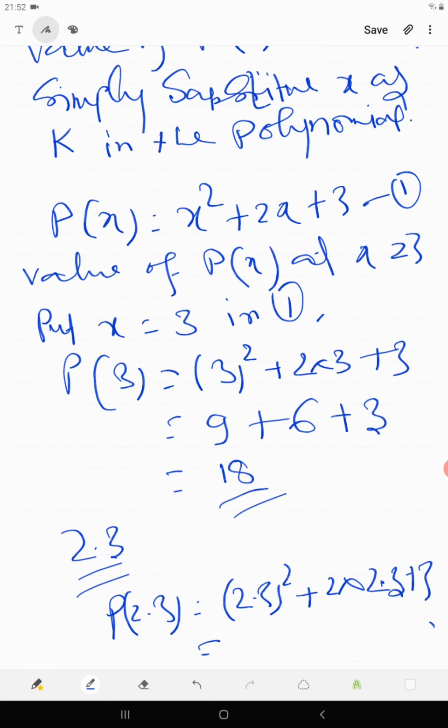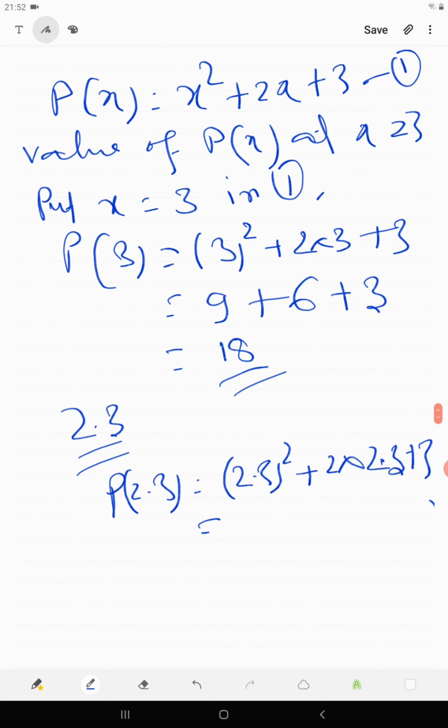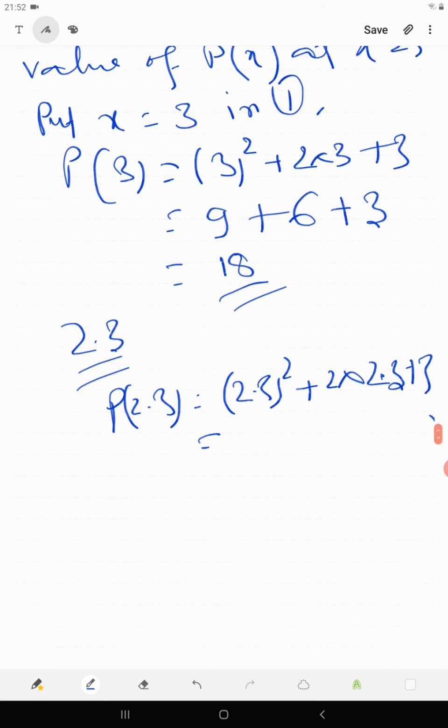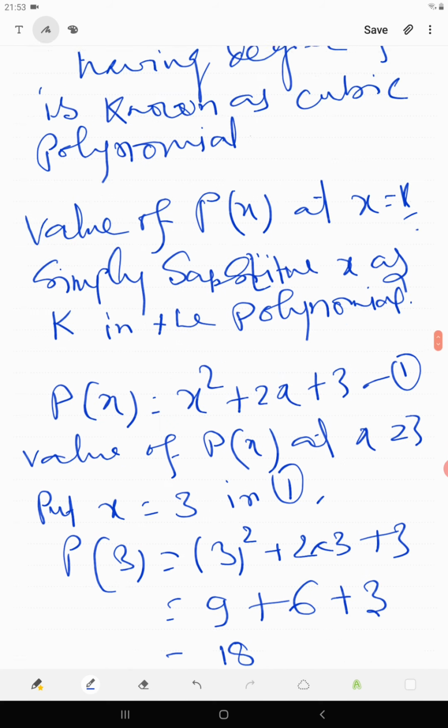Okay, so get this value. That will be the value at x equals 2.3 for p(x). Now, till now we have seen p(x). In some problems you might see p(y). It doesn't matter. p(x) means simply the polynomial in the form of x.